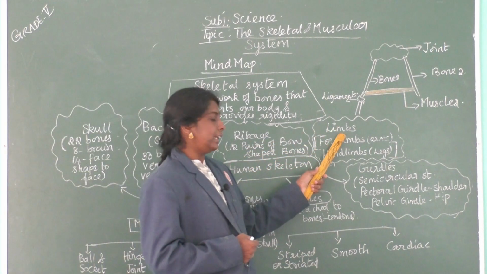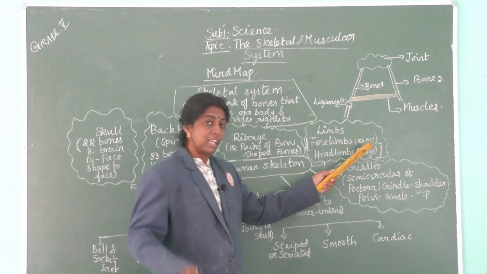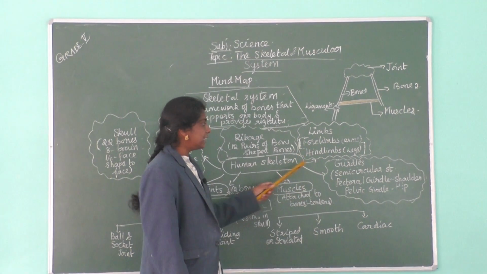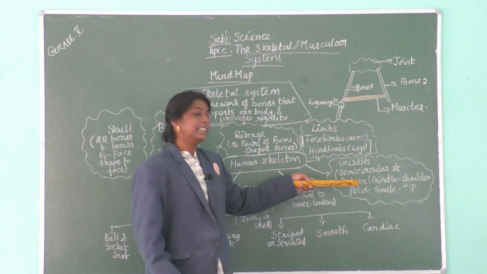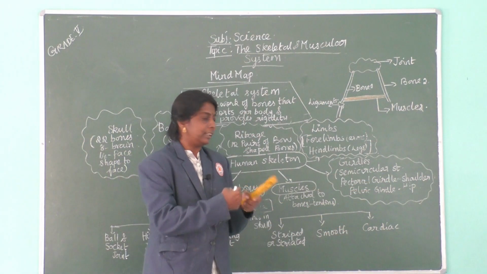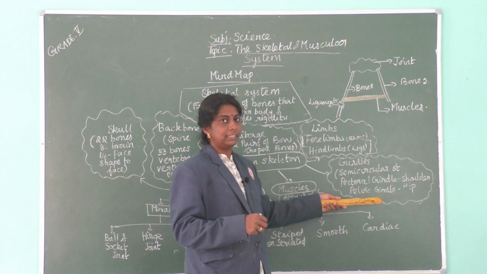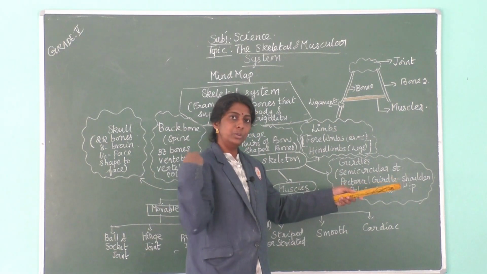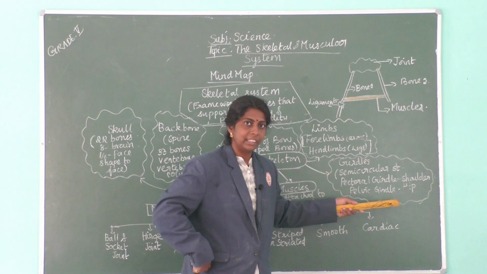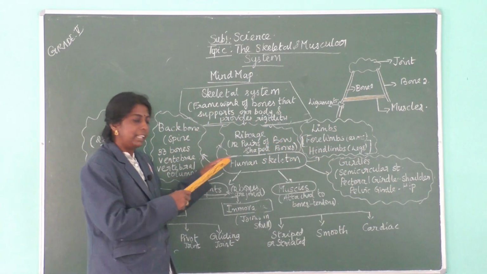And then the fourth thing, limbs. Forelimbs and hind limbs. Forelimbs will act as arms and hind limbs will act as legs. Clear? And the fifth thing is girdles. These girdles are semicircular in structure, so that all the bones will be joined together here. They have totally 2 different types of girdle: pectoral girdle and pelvic girdle. The pectoral girdle is used in the shoulder joint, and the pelvic girdle in the hip joint. Clear? So these are the different parts in the human skeleton.